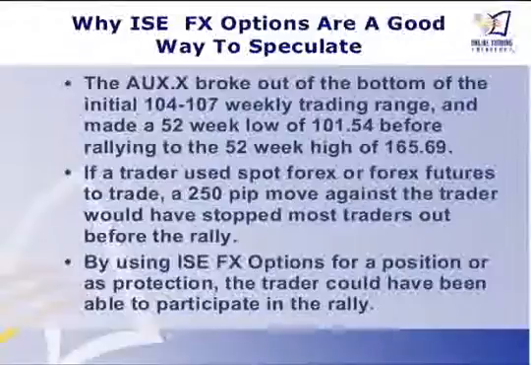So at this point, we said the Aussie broke out of the bottom of the initial 104-107 weekly range and made a new 52-week low at 101.50. In order to take advantage of this, if you were using spot or futures, a 250 pip move against you would have stopped you out of the trade before the trade really got going in the opposite direction. By using your ISE FX options for a position or as protection, you could have been able to participate in the rally. So what am I saying here?